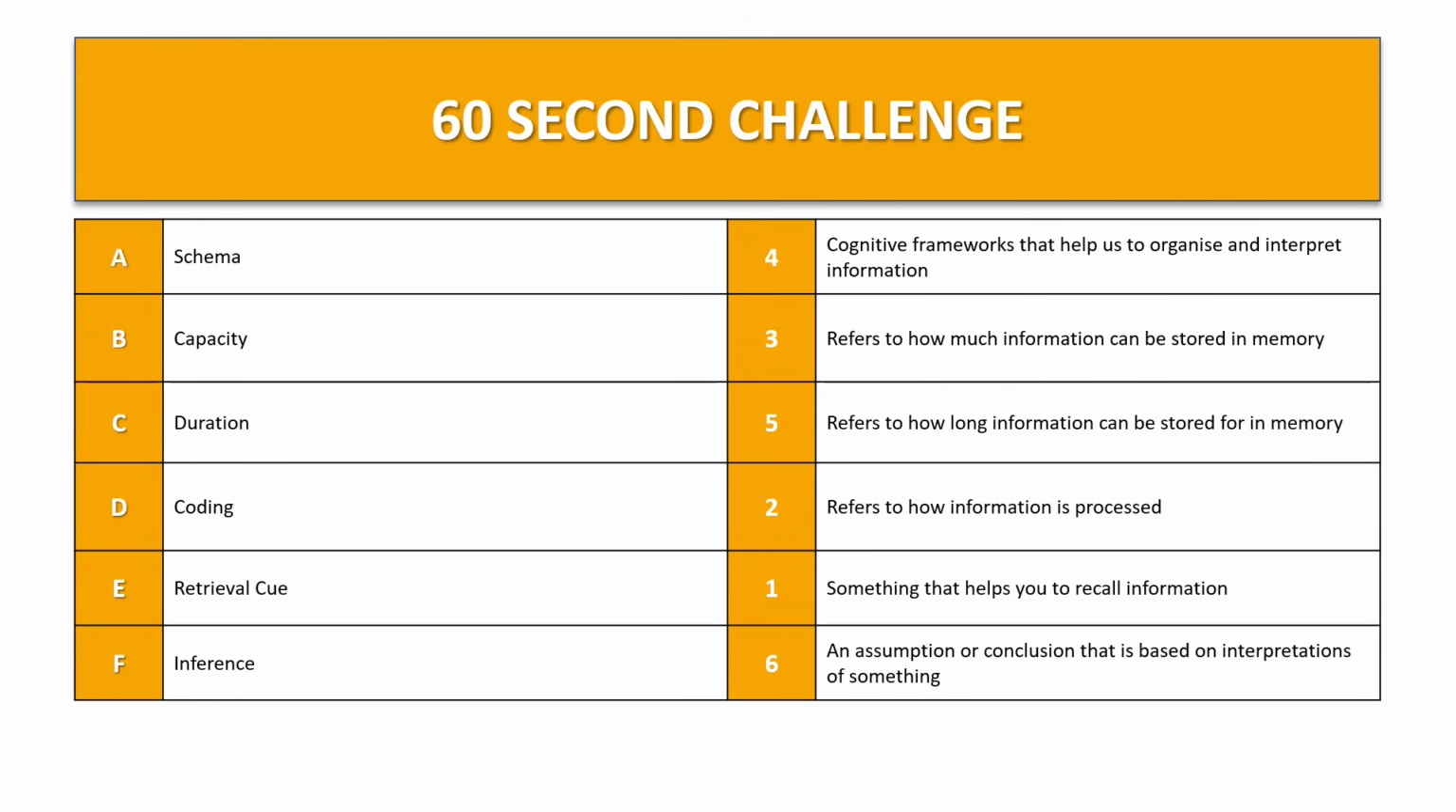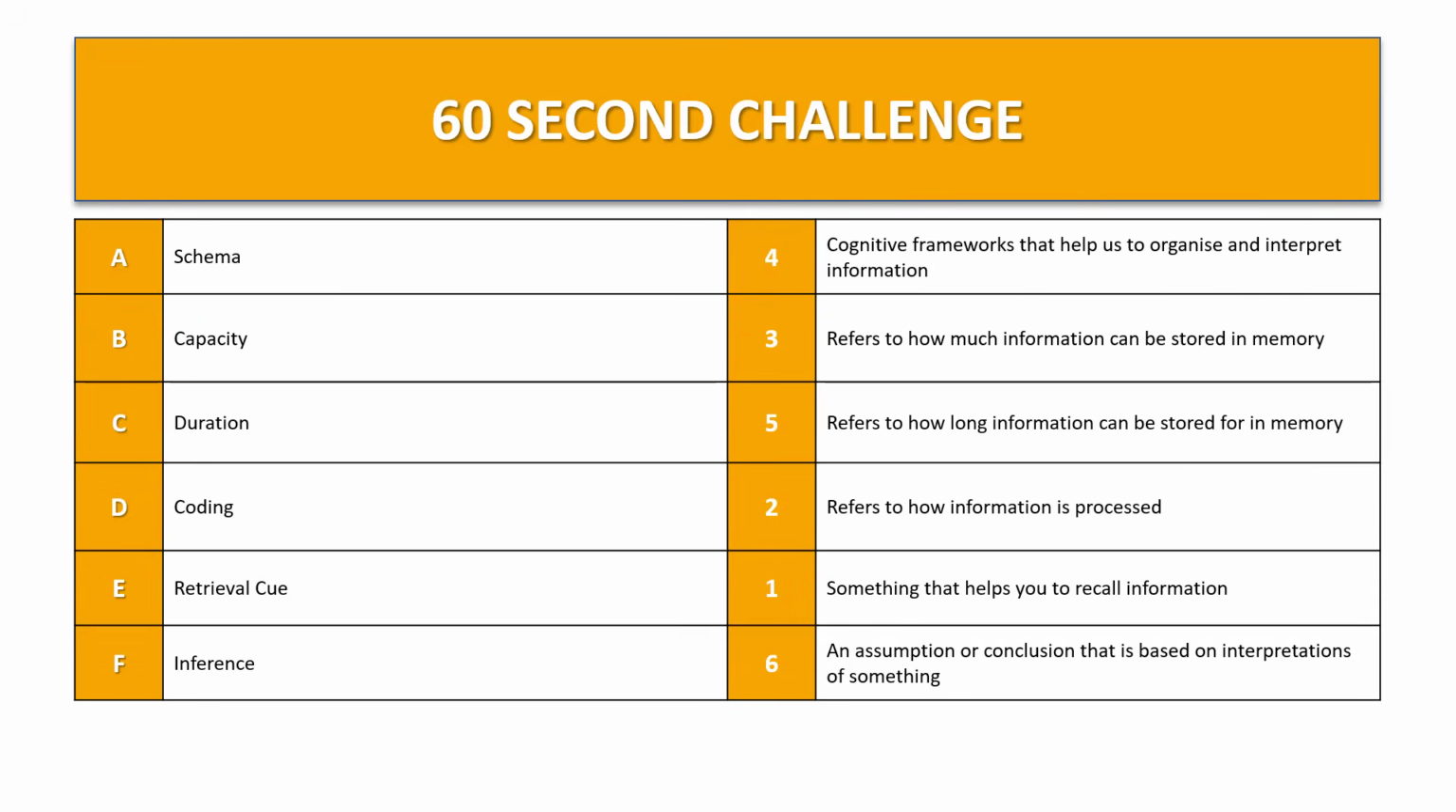And coding is about how it's processed. So you'll come across things like visual processing, semantic processing, and so on. And that's what we mean by coding. If you're using some older textbooks, you might see it called encoding instead. But let's use the correct term here, coding.